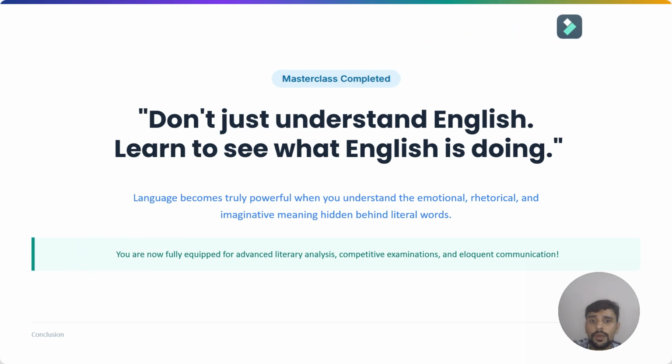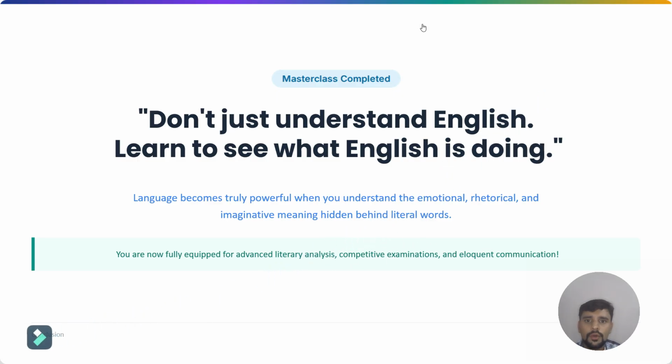So, from today, whenever you encounter an unusual expression, don't immediately think, this is strange English. Instead, pause and ask, is the speaker being literal or is the language doing something more? That one question can completely change the way you understand English. And that is the real mystery of figures of speech.